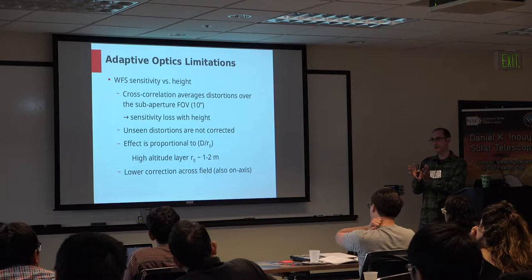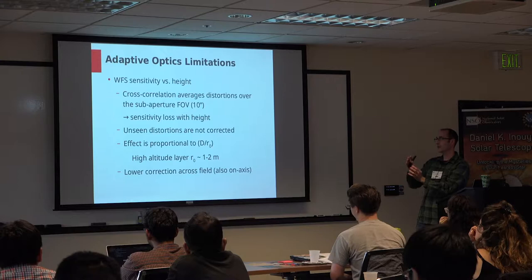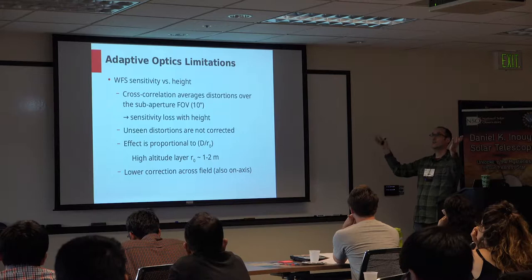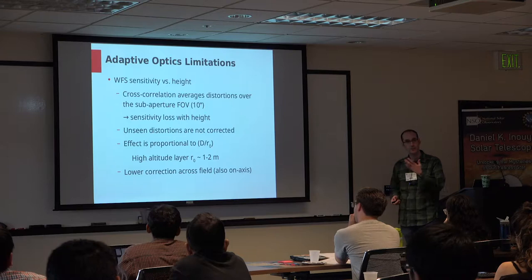the atmosphere. So when you have a layer low enough, the projection of these 10 arc seconds is not big. But when you get to high layers, the projection of your 10 arc seconds grows. And you end up averaging over a large area, washing out all this detail, and you end up not being able to measure these very high layers. So we lose sensitivity to these distortions as we increase the height.